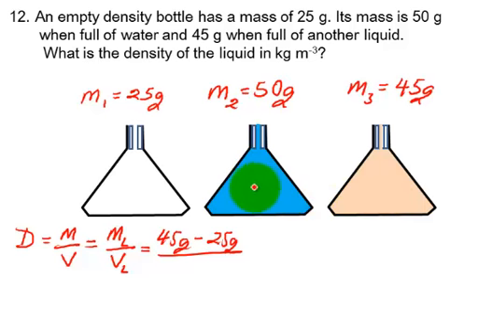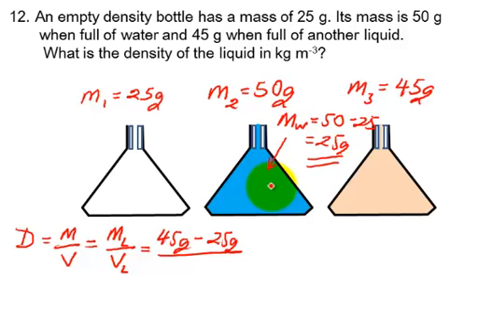We do this in a very simple way. In this second diagram, we've got the density bottle full of water, and we can get the mass of the water inside here. It's easy. We just need to subtract M1 from M2. So the mass of this water inside here is 50 minus 25, and we get 25 grams. This is the mass of the water inside the density bottle. That is the first step.